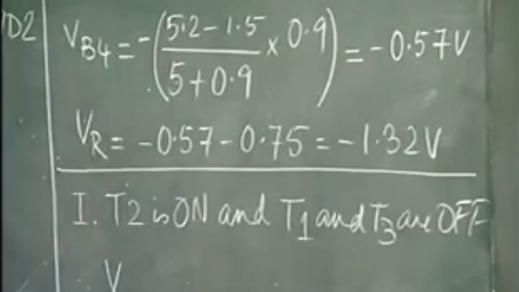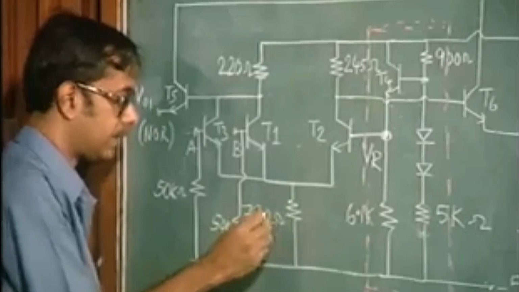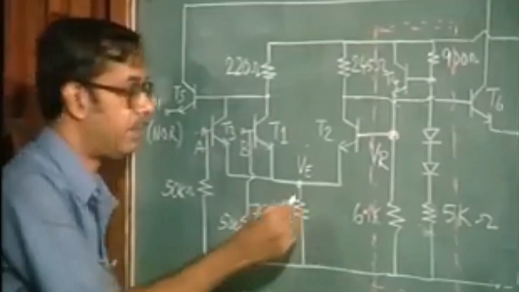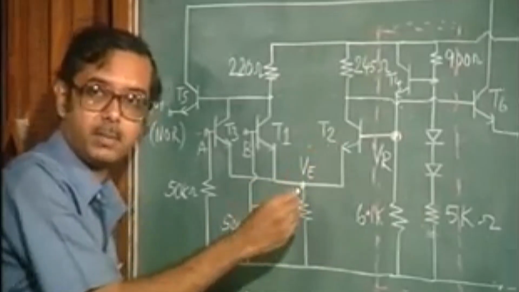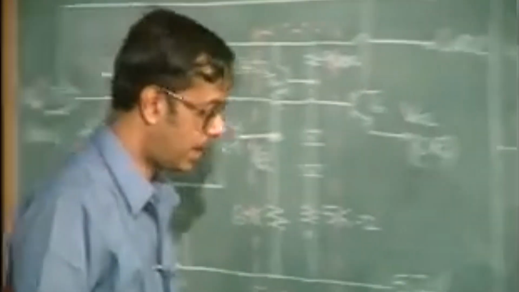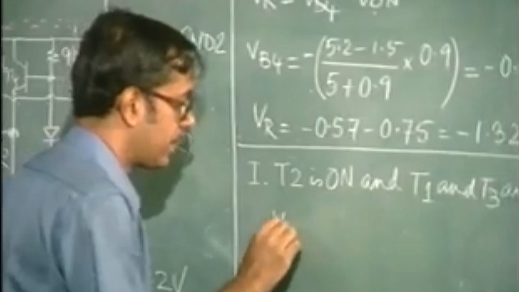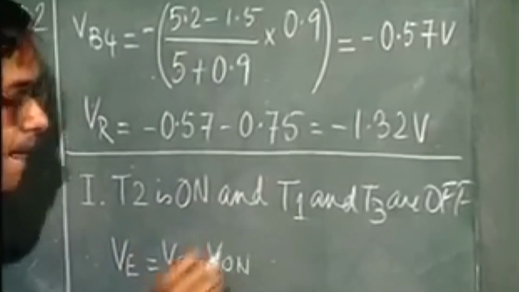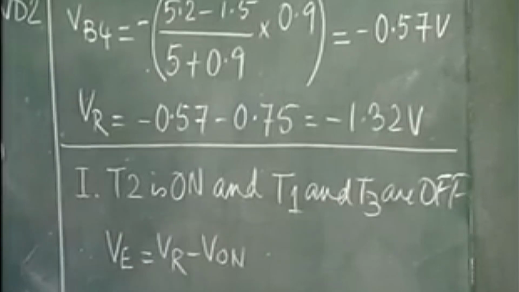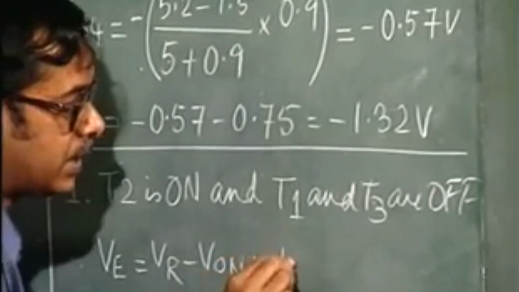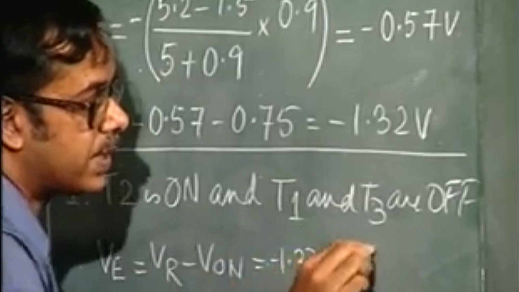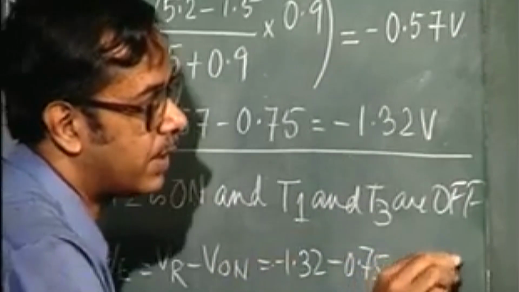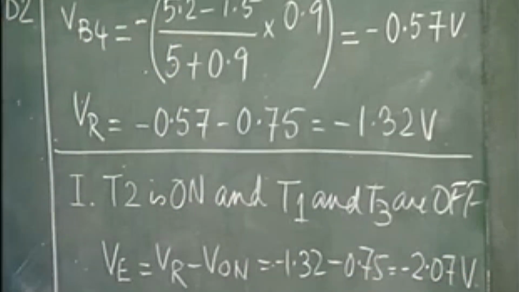So what is the value at this point? Let us call it VE, that is the emitter voltage, the common emitter point of these transistors. When this is conducting, VE is equal to VR minus Von. So that gives us minus 1.32 minus 0.75, which is equal to minus 2.07 volts.